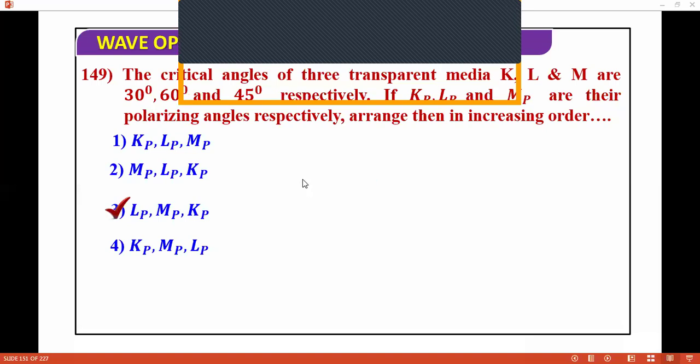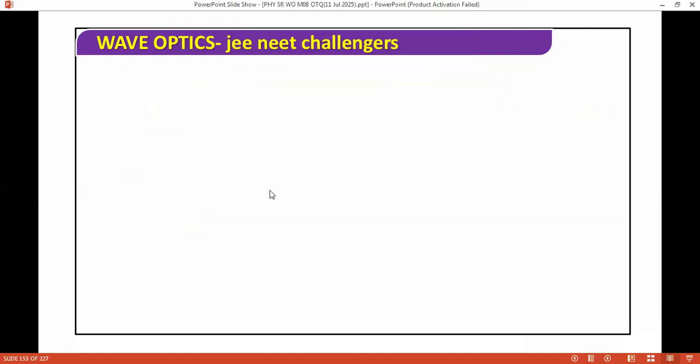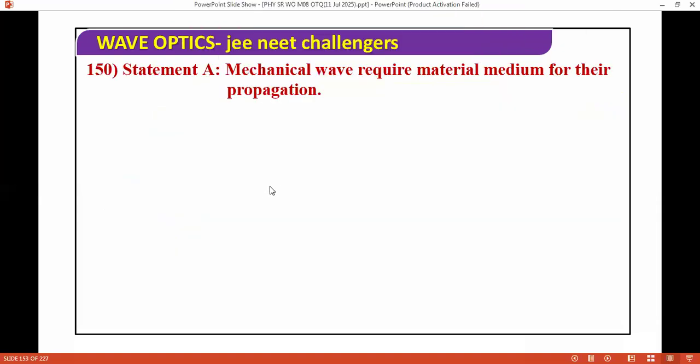Next questions I have are statement-based questions. Statement: mechanical waves require a material medium for their propagation.